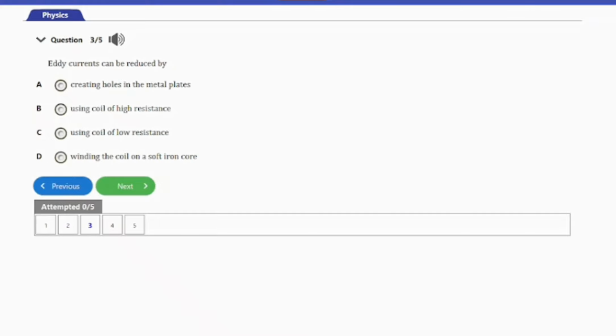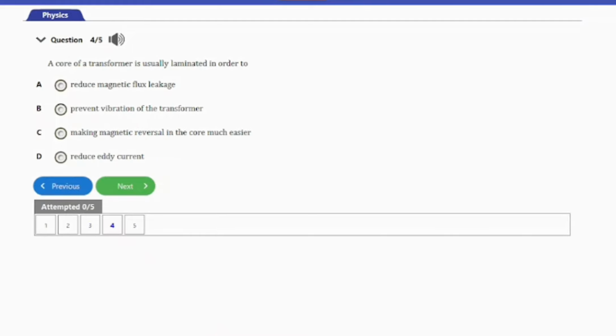So that's question number 3 here. It says, eddy currents can be reduced by A. Creating holes in the metal plates. B. Using coil of high resistance. C. Using coil of low resistance. D. Winding the coil on a soft iron core. So guys, the answer to this question is option A here. Creating holes in the metal plates. And that's it for this question. So let's go ahead and consider the next question, guys.